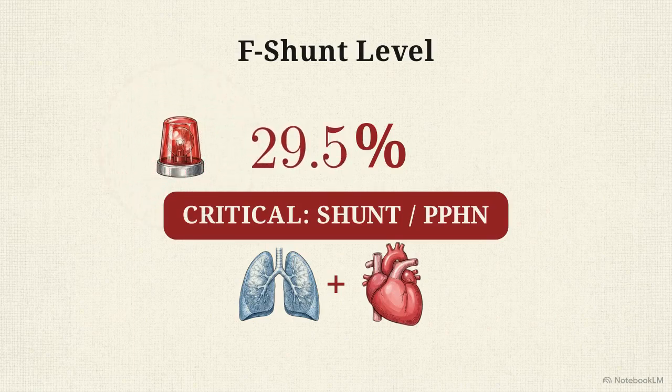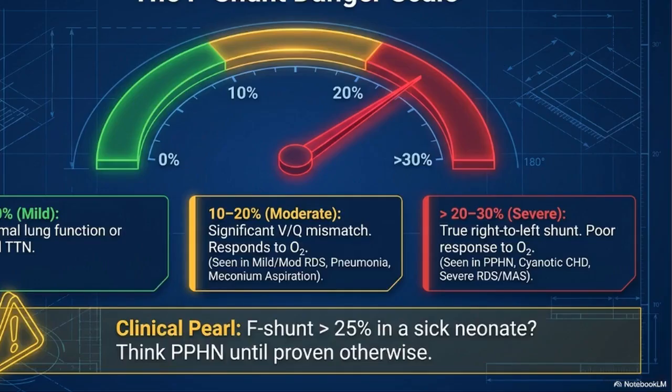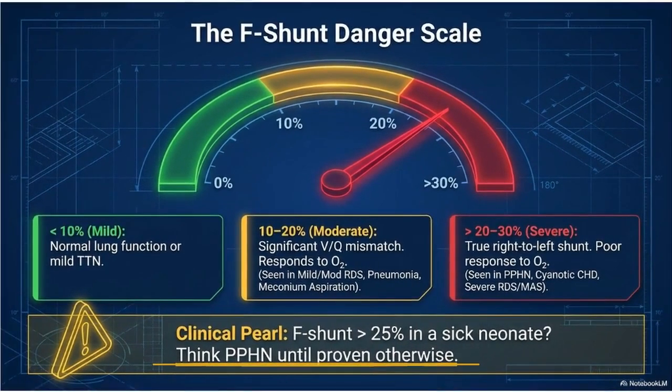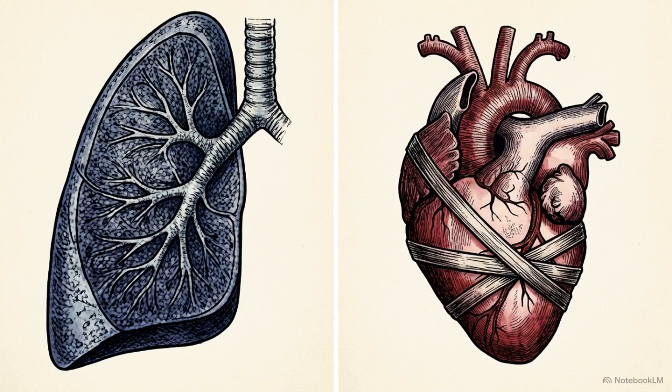This warning scale defines the clinical danger zones. Push past a 20 to 30% shunt fraction, and the risk of mortality spikes. For neonates, there is a specific rule. A high shunt equals persistent pulmonary hypertension, PPHN, until proven otherwise. A climbing F-shunt indicates that a localized respiratory failure has escalated into a structural cardiovascular emergency.